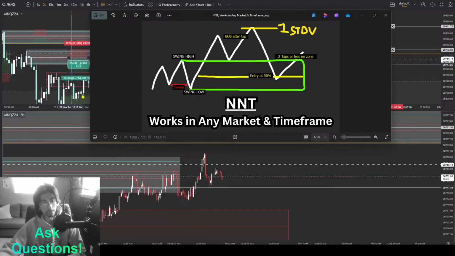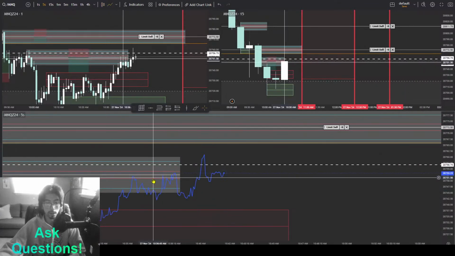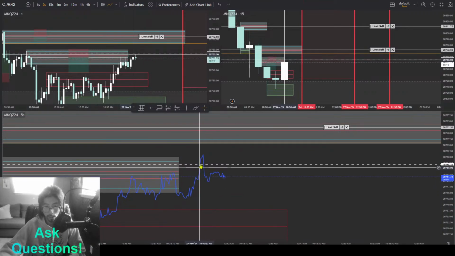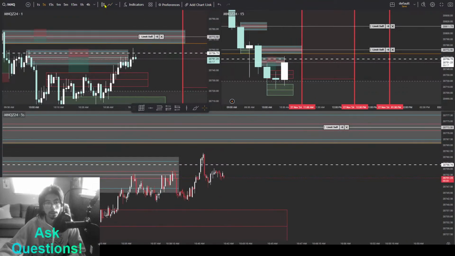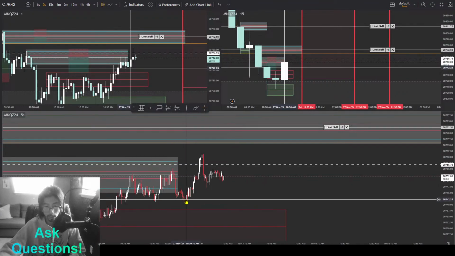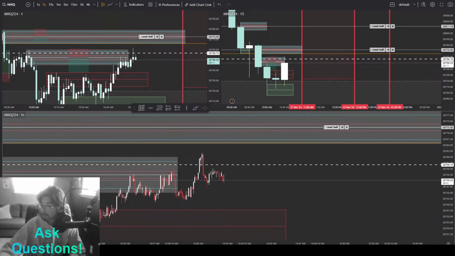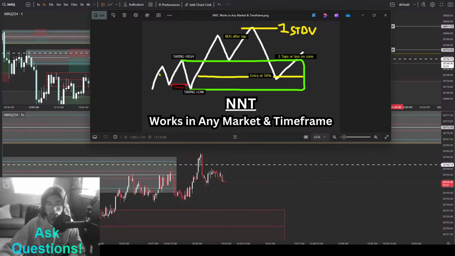Okay, so let me turn this to a line. So you see the swing lows, swing highs, swing low, swing high, swing low, swing high, swing high, swing low, swing high. Every down candle is basically a swing low. Let me show you the picture. So we look for swing high, swing low, swing high, swing low, swing high, swing low.